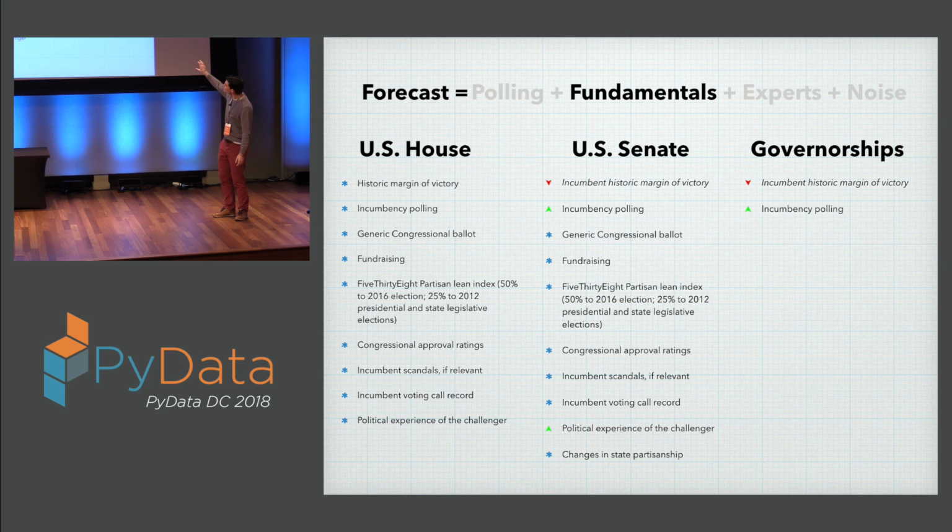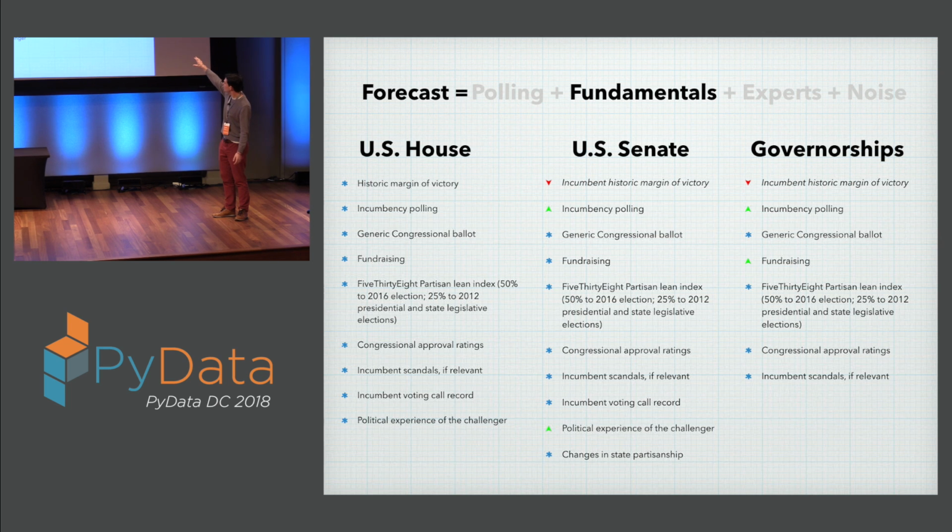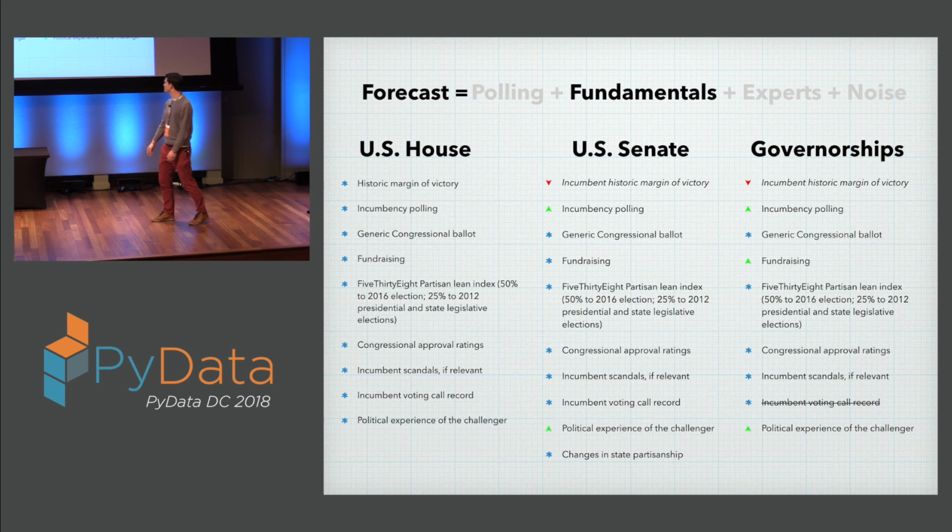Okay, now let's compare governorships to US House. Pretty similar story to the Senate, with one minor change. Incumbent voting call record is not included. So they're not examining the way that the governor used to vote or did vote on given legislation. And the other factors are included all the same. Change in state partisanship, political experience of the challenger, all the same.